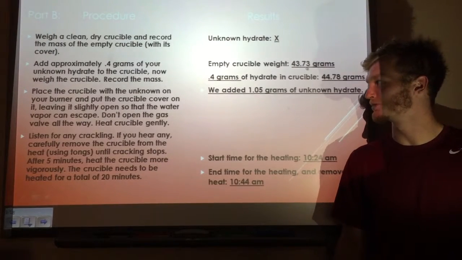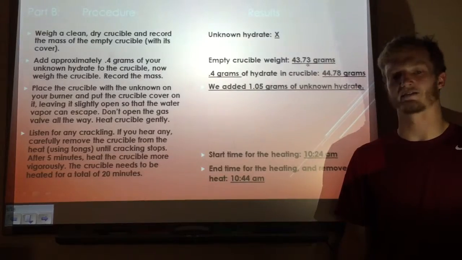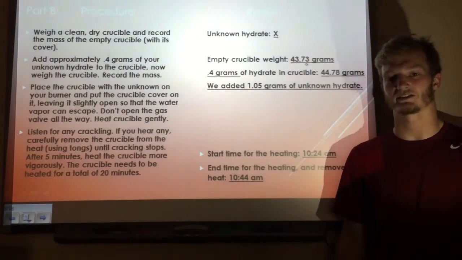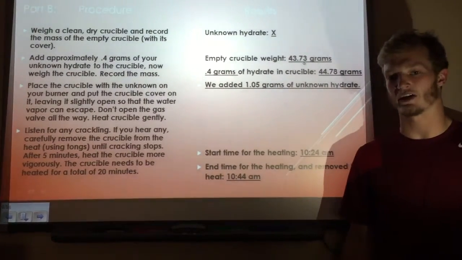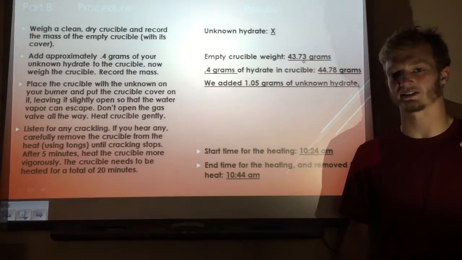And then we placed the crucible with the unknown on our Bunsen burner and put the crucible cover on it, leaving it slightly open so that there was no crackling, but the gas could escape. Listen for any crackling, and if you hear it, carefully remove the crucible from the heat until the crackling stops.